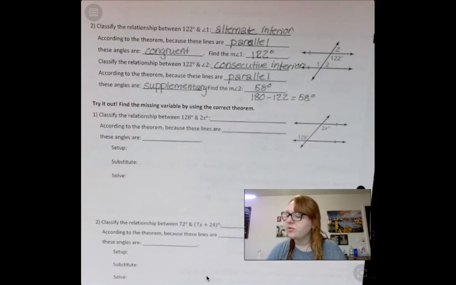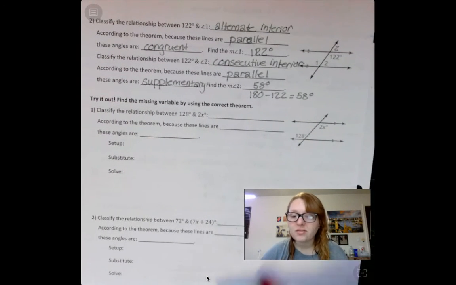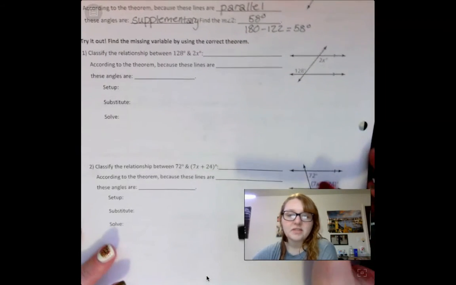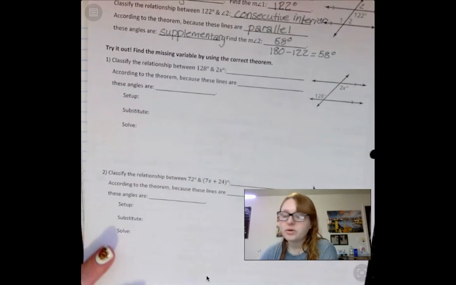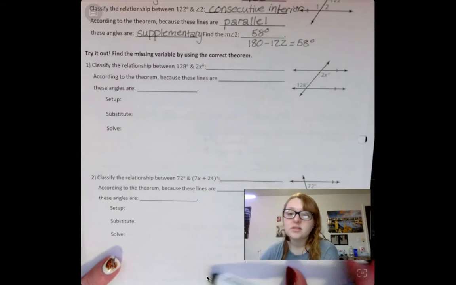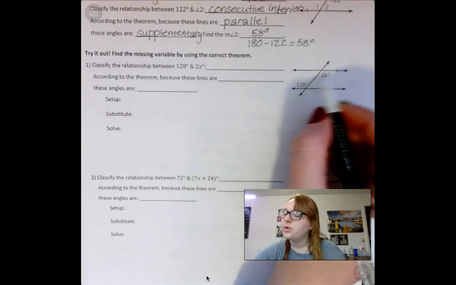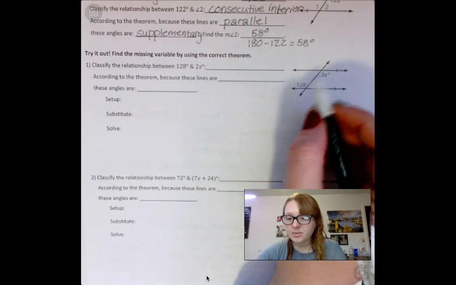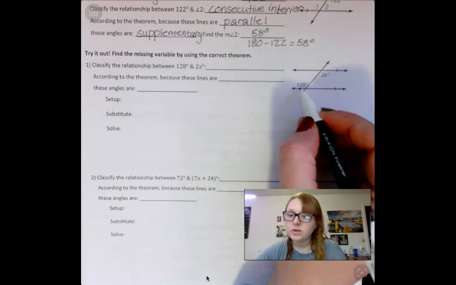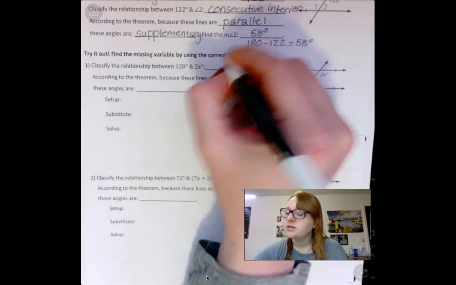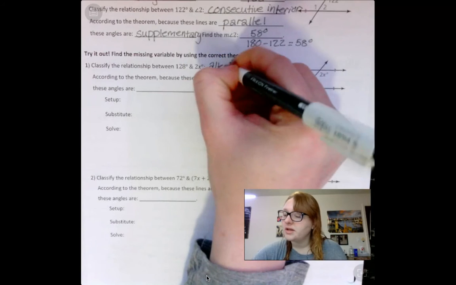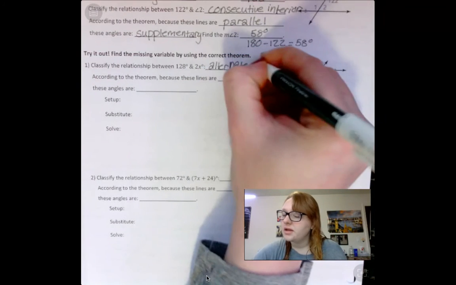Okay, now we're going to start with some algebra stuff because why not? Okay, here it says let's classify the relationship between 128 degrees and 2x. These are both on the interior of these parallel lines, but they are on opposite sides of the transversal. One is on the left, one is on the right. So this would be alternate interior.